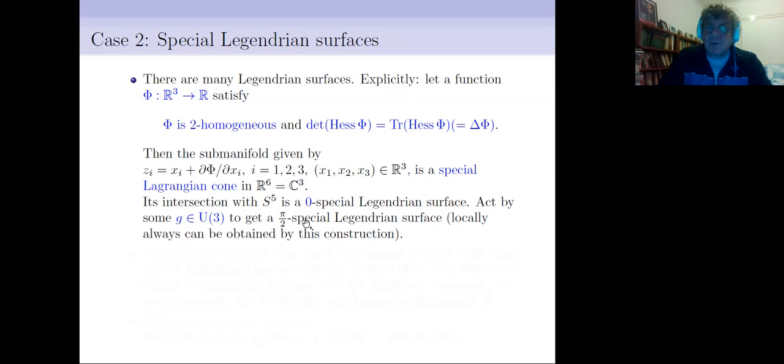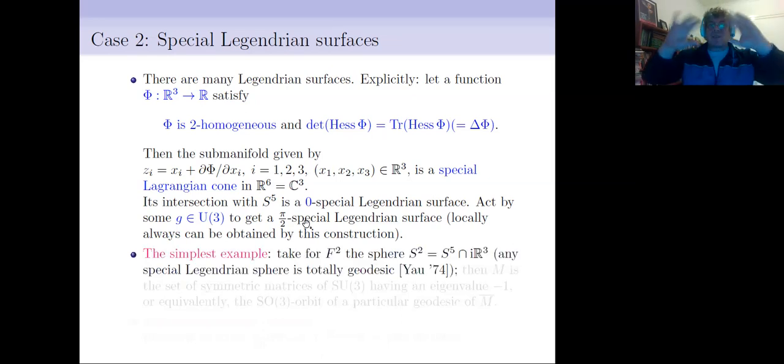So if you want a pi over 2 special Legendrian, you just need to multiply by some g with, say, determinant i, say multiply one of the coordinates by i. The simplest example here is just a totally geodesic sphere S2 in S5. It is perfectly special Legendrian, and by the result of Yau, if you have a complete special Legendrian surface which is homeomorphic to the sphere, then it is totally geodesic.